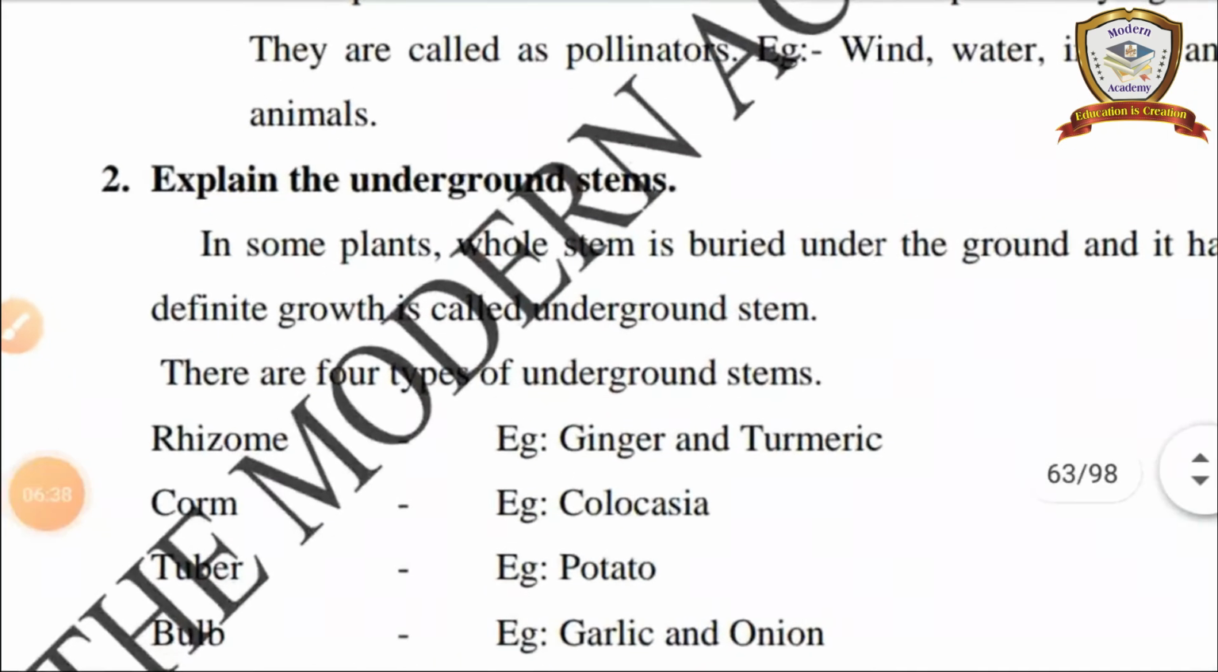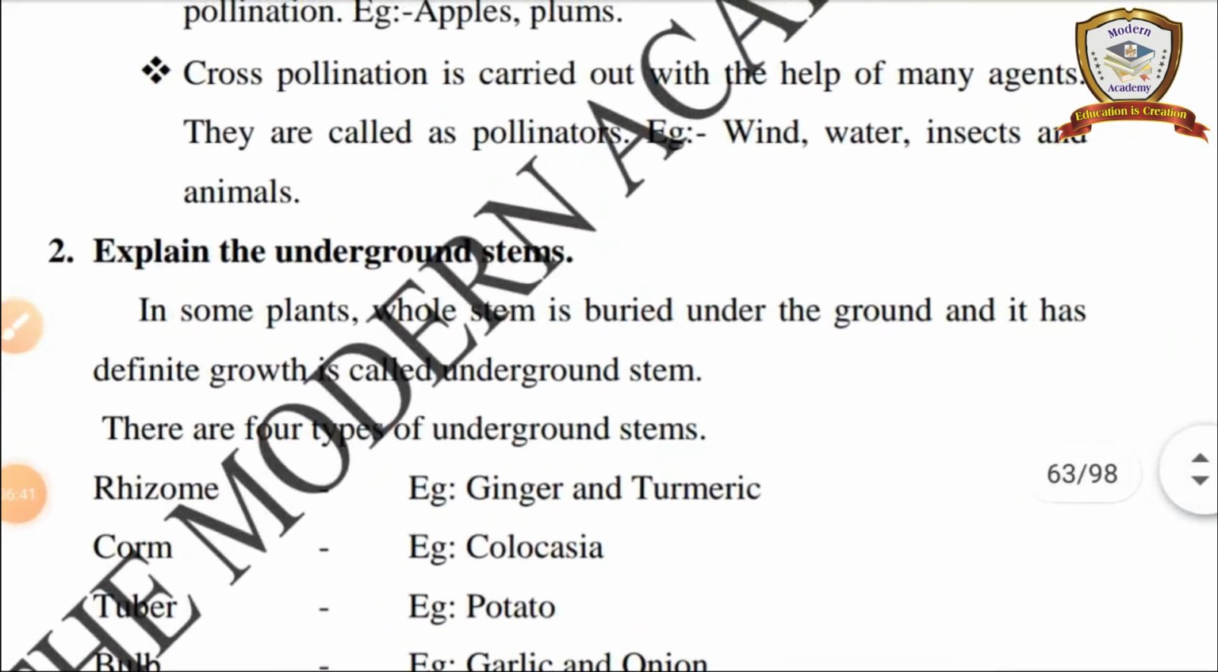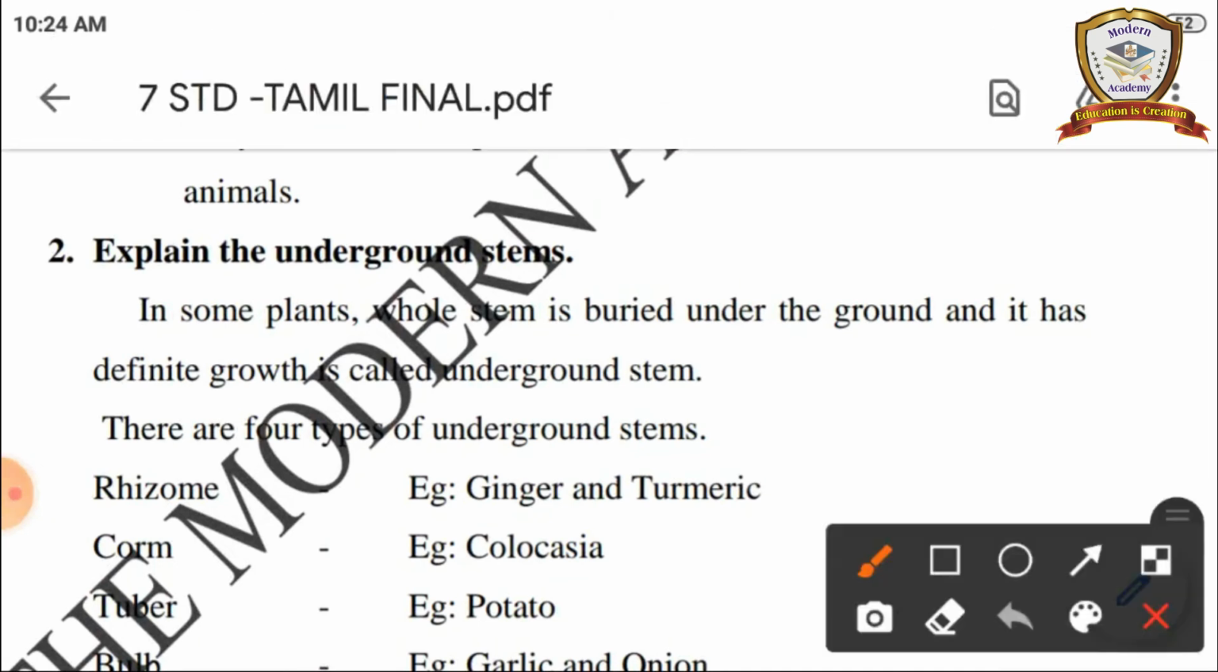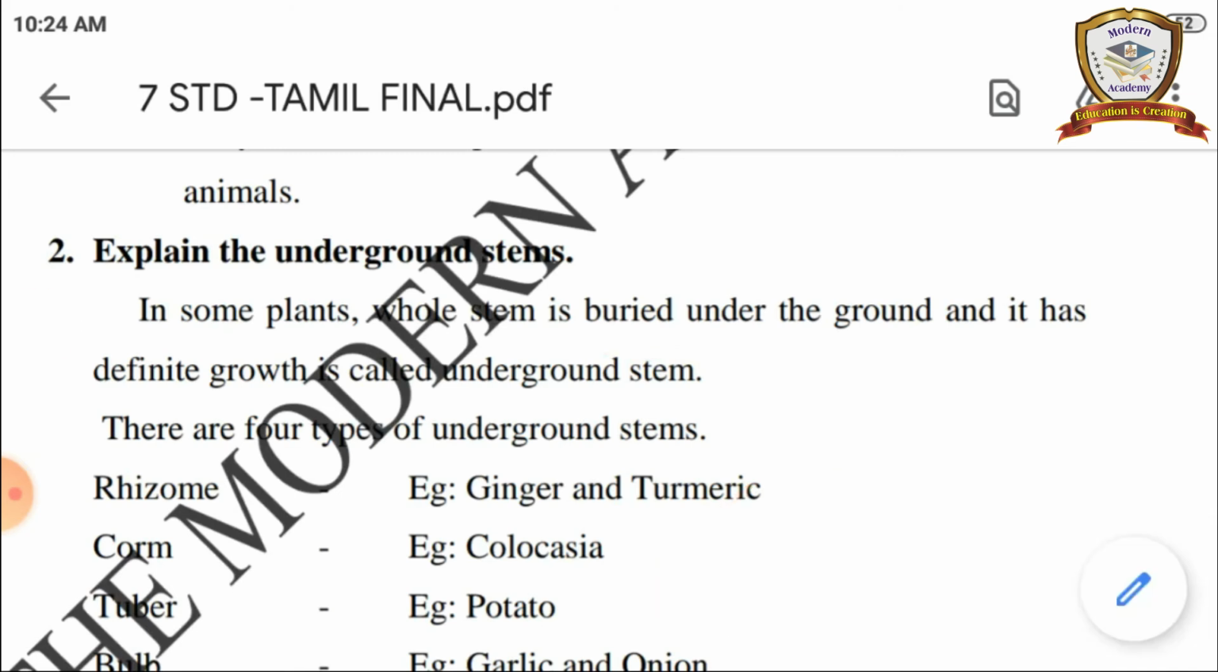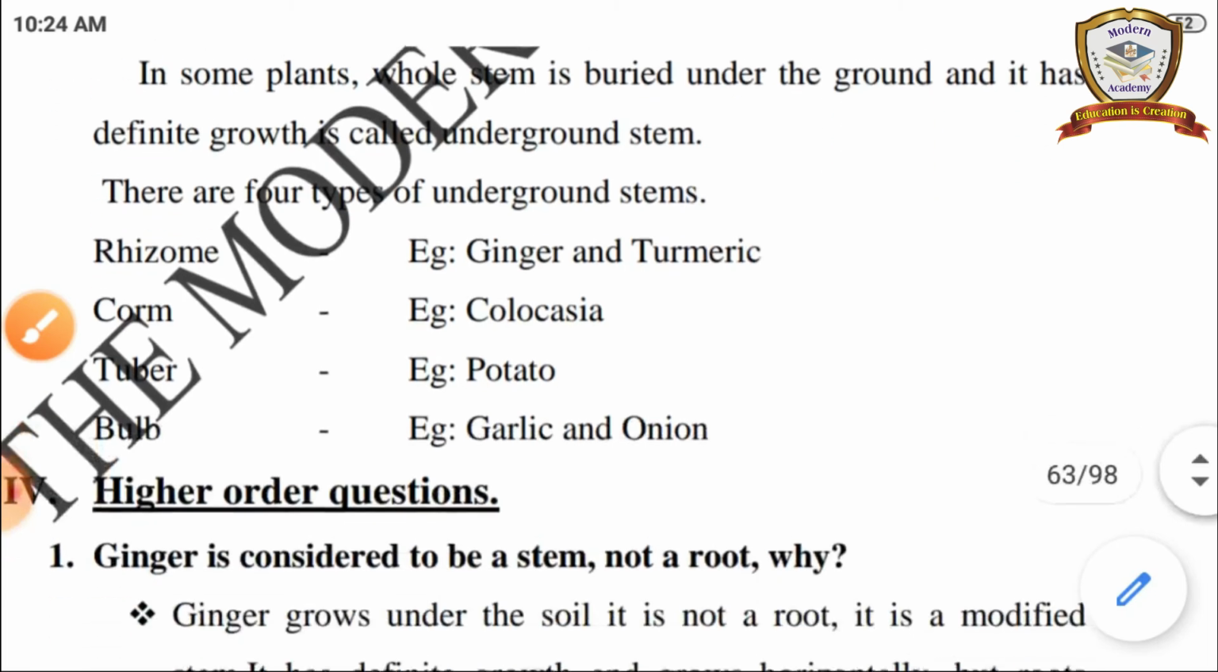Material reading. Explain the underground stems. In some plants, the whole stem is buried under the ground and has definite growth; it is called an underground stem. What are they? Rhizome: ginger. Corm: colocasia. Tuber: potato. Bulb: garlic and onion. So these are the underground stem plants.